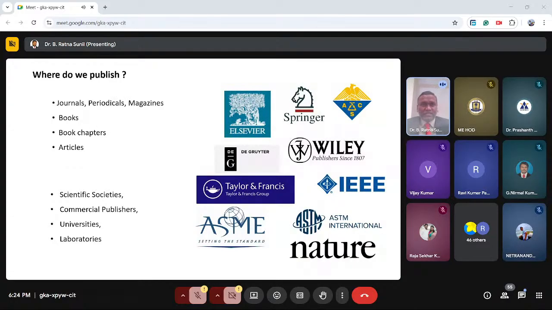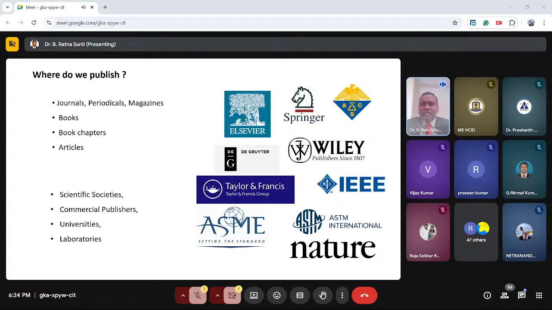We publish our research findings in those recognized societies' publications, and commercial publishers. There are some business companies that commercially do this publishing work. For example, Elsevier is a commercial publisher. Springer is a commercial publisher, like Taylor and Francis, like John Wiley. These are some examples of commercial publishers. So we publish in their books and their journals.